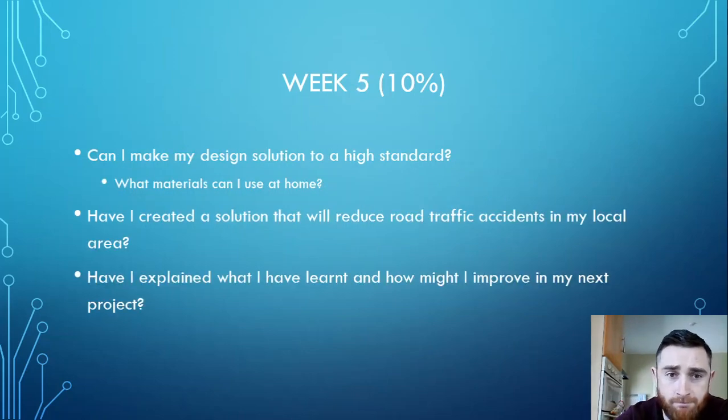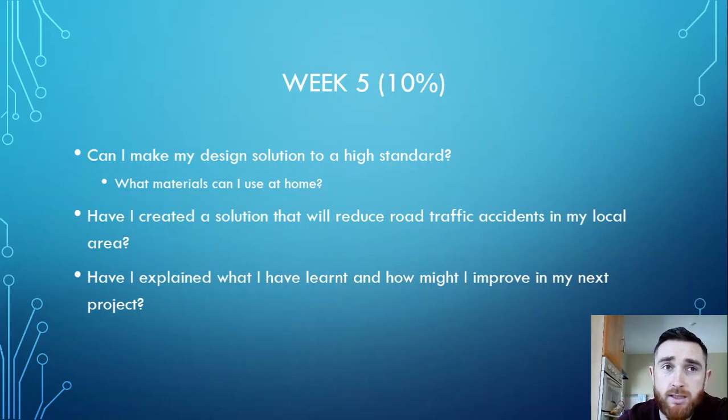In week 5, can I make my design solution to a high standard? Okay, so you're actually going to make this. Now, obviously you can't use things like perspex or timber unless you have them at home. You have to answer this question, I suppose. What materials can I use?